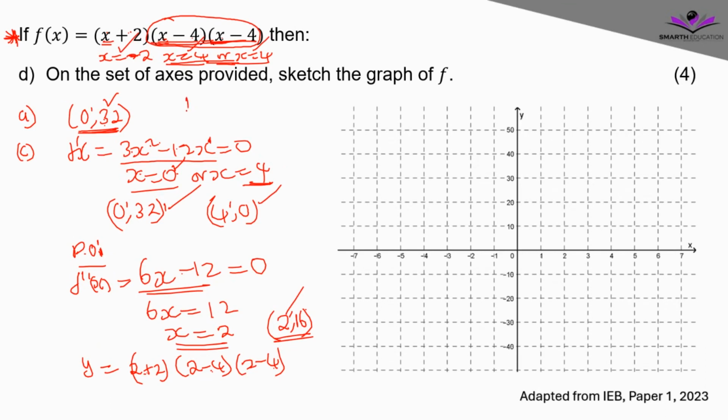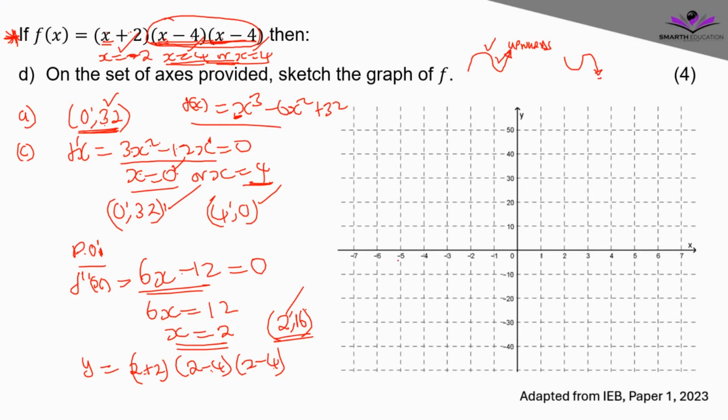We find that our equation was f of x is equal to x cubed minus 6x squared plus 32. That was in question B. And our a value is positive. Remember that if the a value is positive, the last part of the graph will be pointing upwards. If the a value is negative, the last part will be pointing downwards like this. So this is the shape we're looking for.